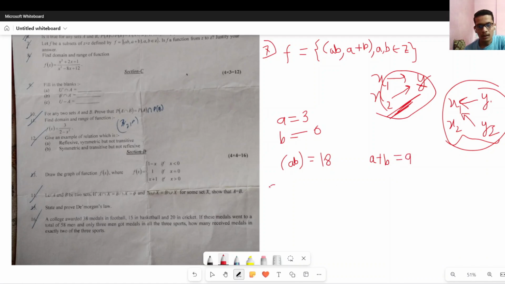Now let's again take a as 9 and b as 2. In this case, the first element, that is ab, will be equal to 18 again, and then a plus b, the second element, will be equal to 9 plus 2, that is 11. Now let's make it simpler. Let's say 18 is written here.